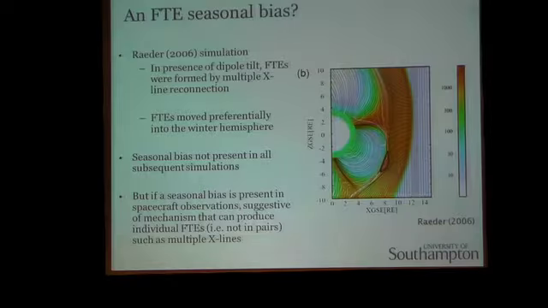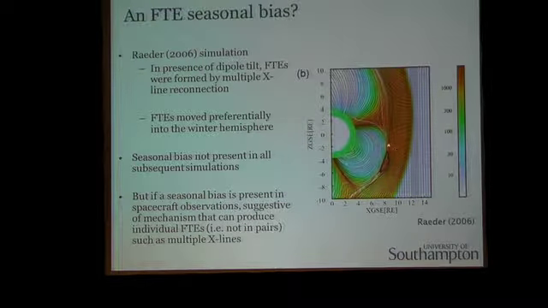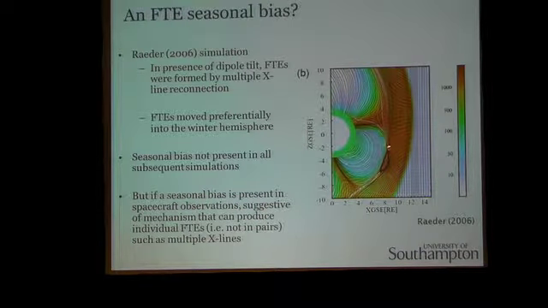And that comes in useful because in a simulation by Jimmy Raeder in 2006, he carried out global MHD scale runs and found that when he introduced dipole tilt, structures very much like multiple flux transfer events formed by multiple X lines formed and moved preferentially into the winter hemisphere. So you can see that there's a dipole tilt, it's northern hemisphere summer, and therefore one X line formed about the equator and one at the stagnation point, I think it was, and the net result was that the structure is carried directly into the winter hemisphere.